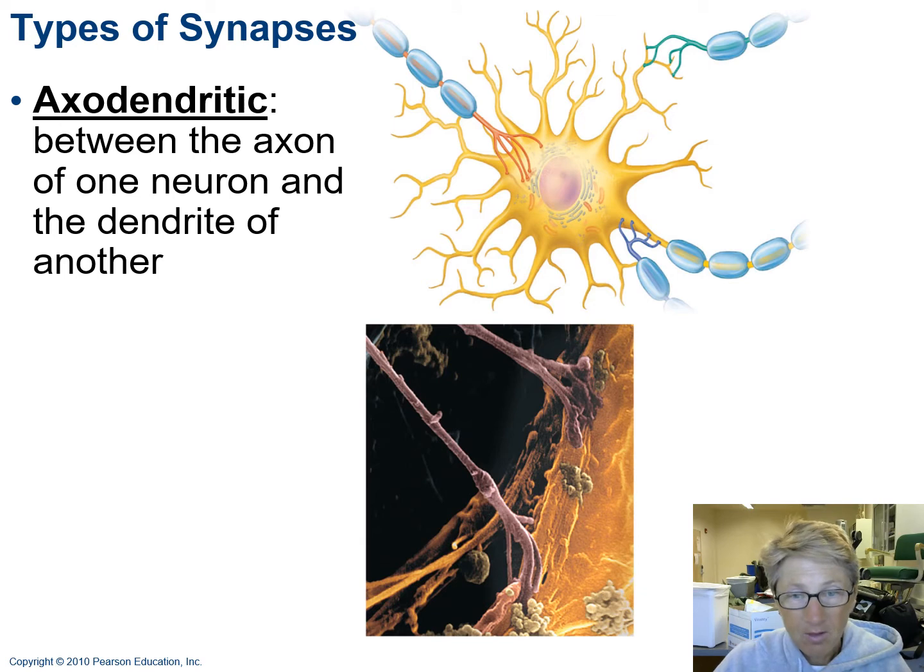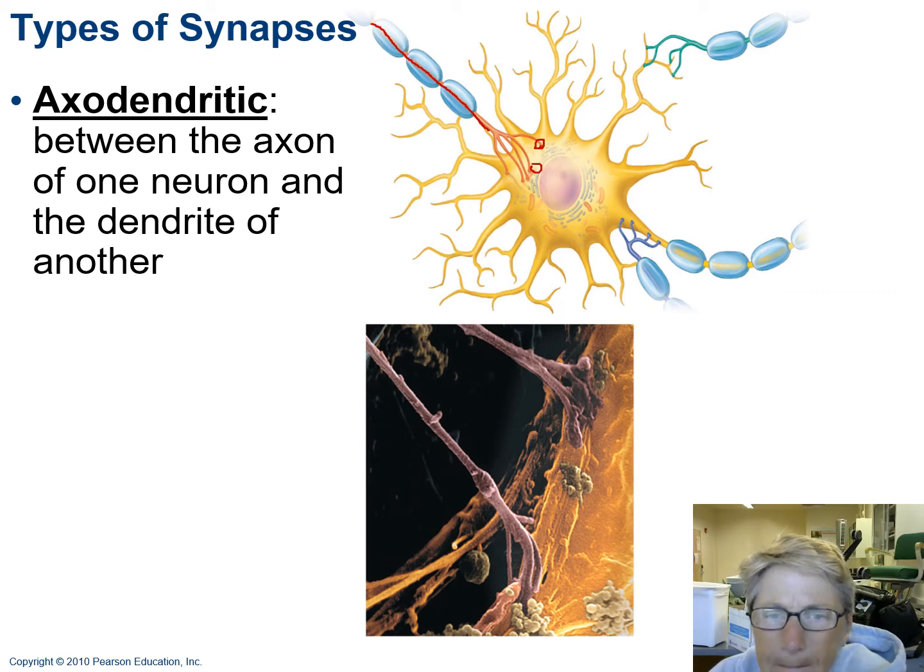Types of synapses. So there's a whole array of types of synapses. This first one that we're going to look at, it's called axodendritic. So here's our presynaptic neuron axon. Here's the axon terminals.